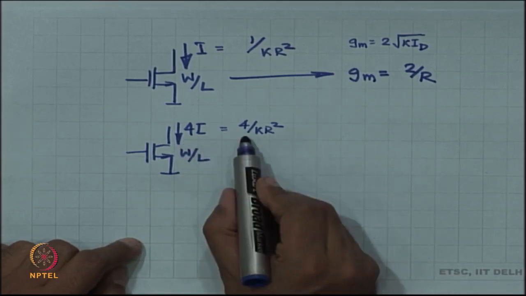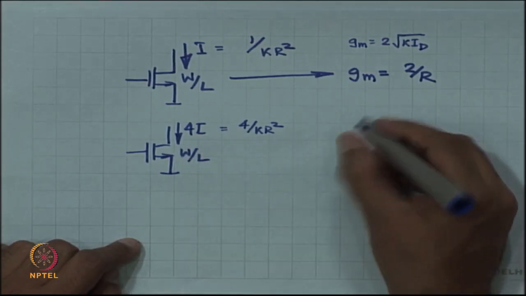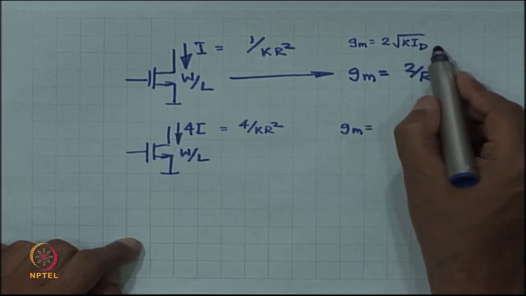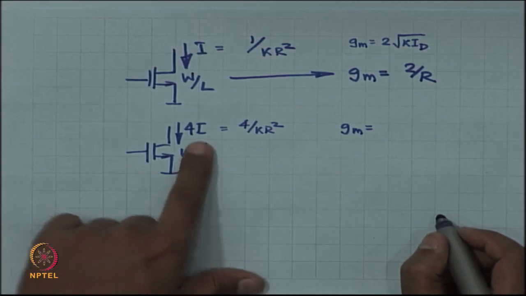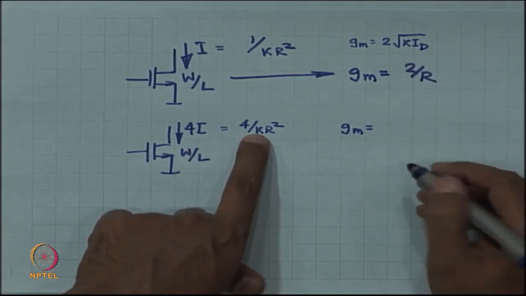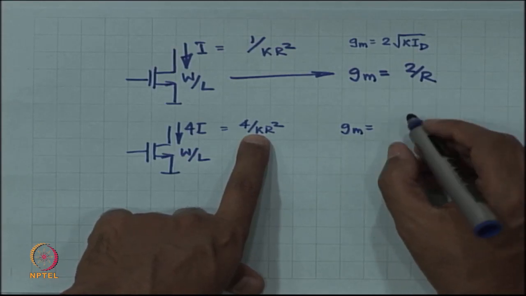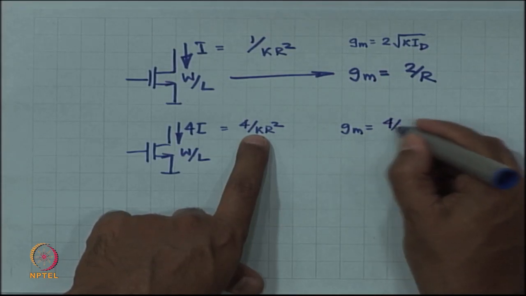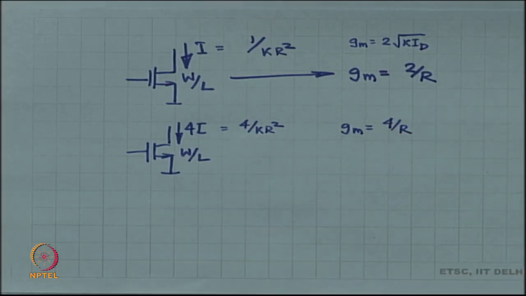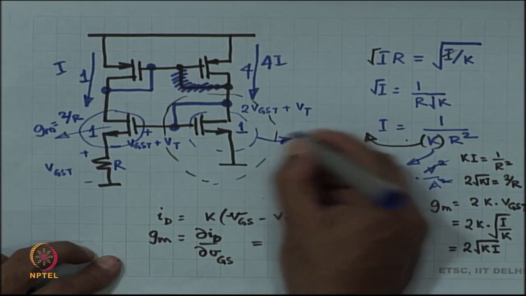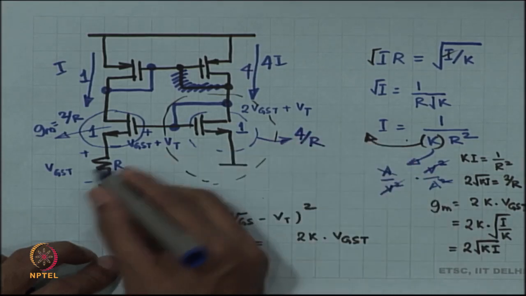So, ID in this case is 4 by k r squared, and therefore, GM is going to be equal to 2 square root of k times ID, and ID is 4 by k r squared. k and k cancel out. So, you will have 2 by r times 2. So, GM will be 4 by r in this case. The GM of this particular device happens to be 4 by r, where r is this resistor.